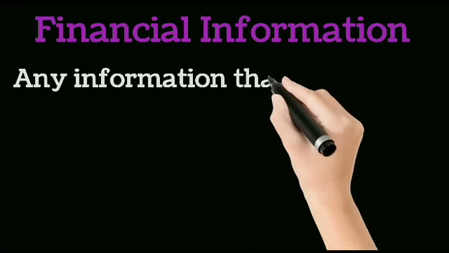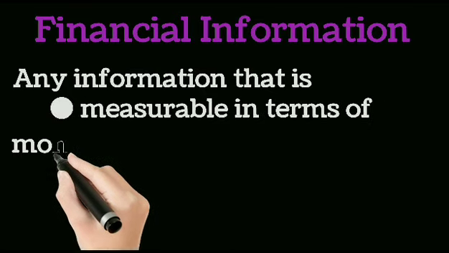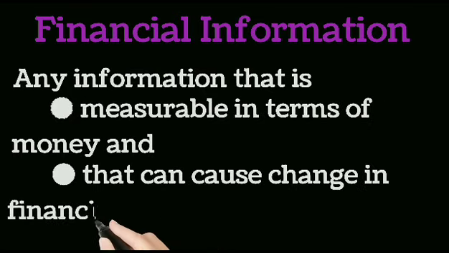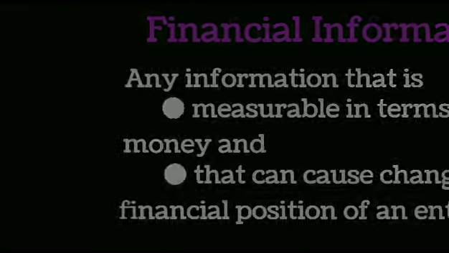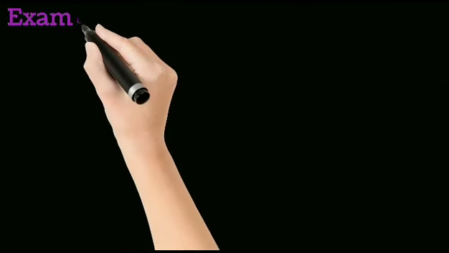Any information that is measurable in terms of money and that can cause a change in the financial position of an entity. Income and expenses, assets and liabilities, etc. are all examples of financial information. I will explain the definition of financial information with the help of an example.